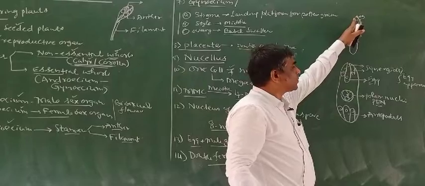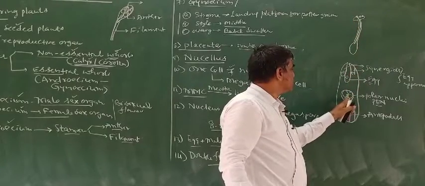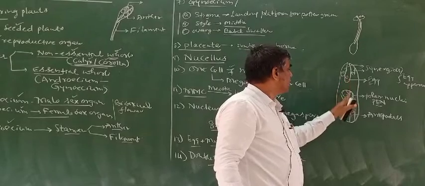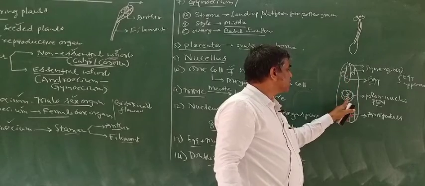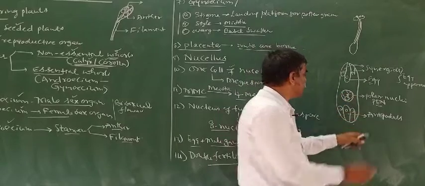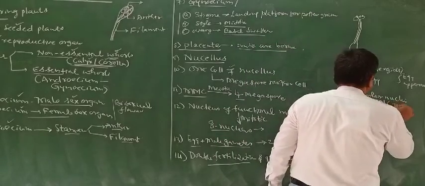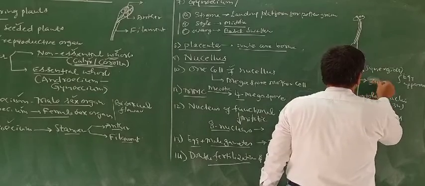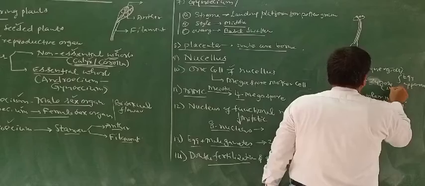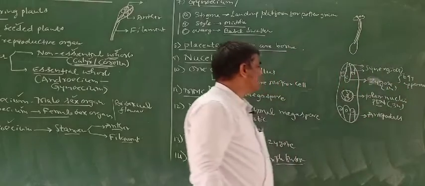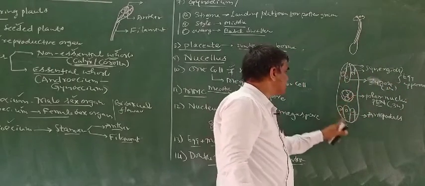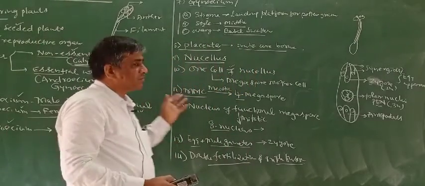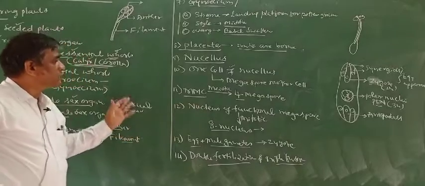Here, the pollen grain carries two male gametes. One male gamete fuses with the egg nucleus and the fertilization process is completed, or syngamy is over. One more male gamete fuses with the polar nuclei and it becomes a triploid endosperm nucleus, and the egg changes into a diploid zygote. In this way, the process of fertilization is completed and this process is called double fertilization and triple fusion. These are some important characteristic features of angiosperms.